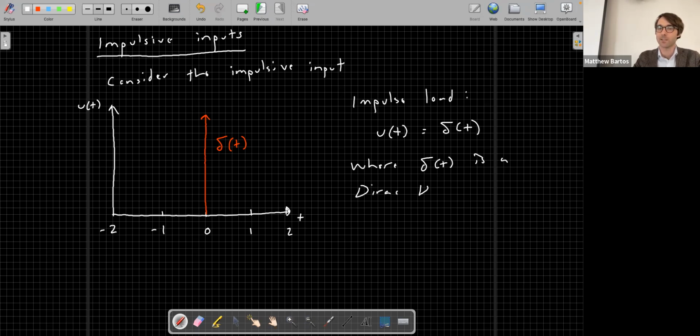Has anyone heard the term Dirac delta? Okay. So Dirac delta is a kind of curious function that's defined as follows. It's actually not technically a function. Delta(t) is considered as infinite at t equals 0 and 0 everywhere else.